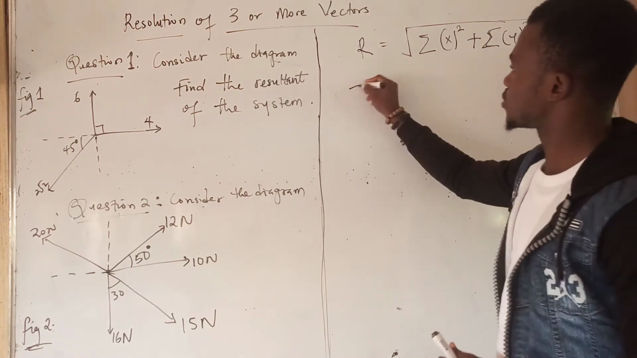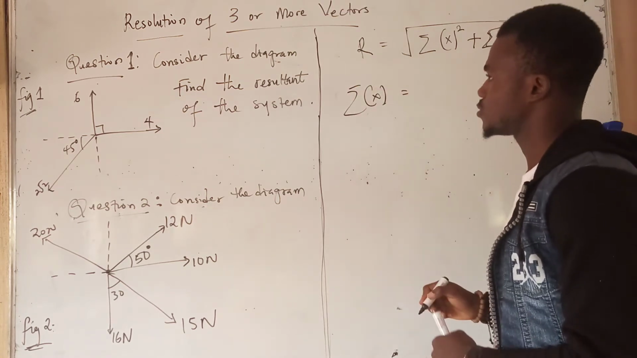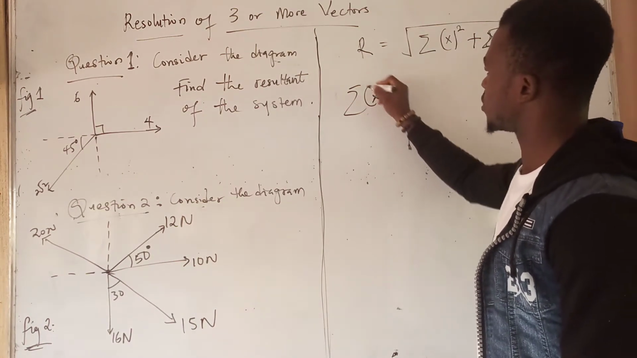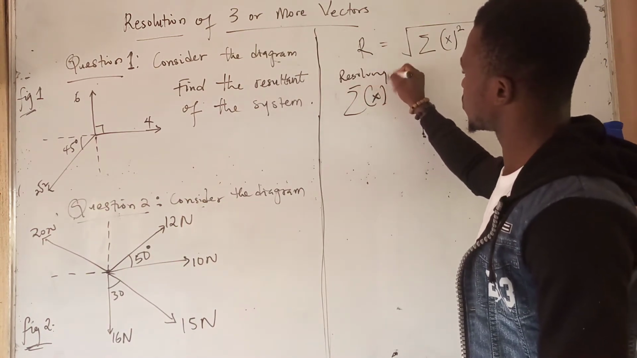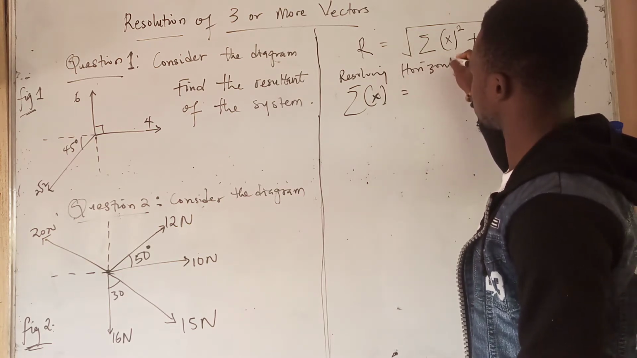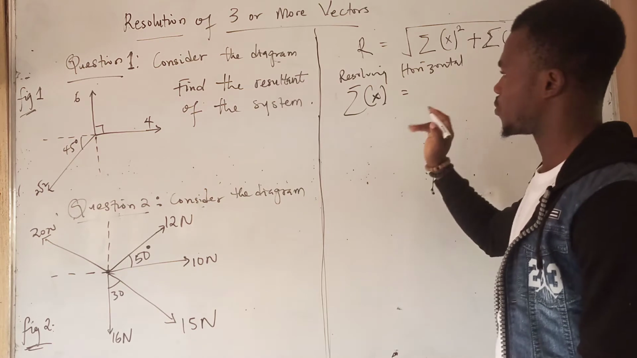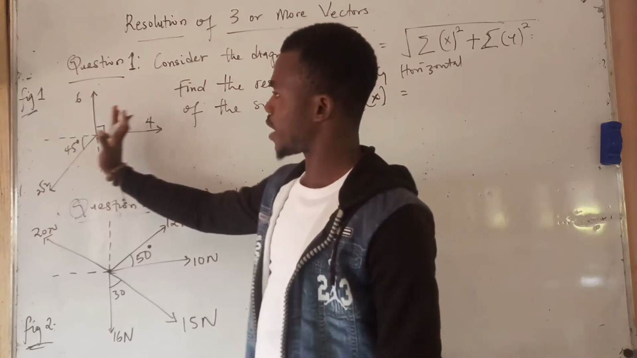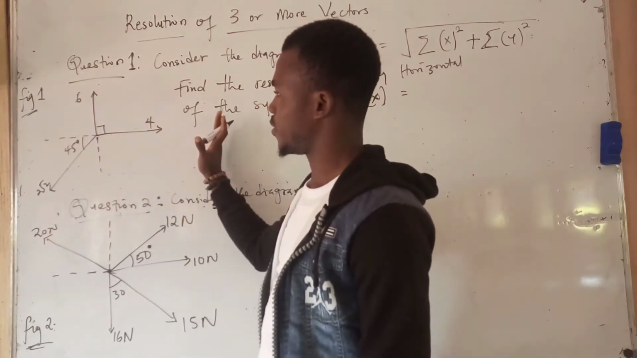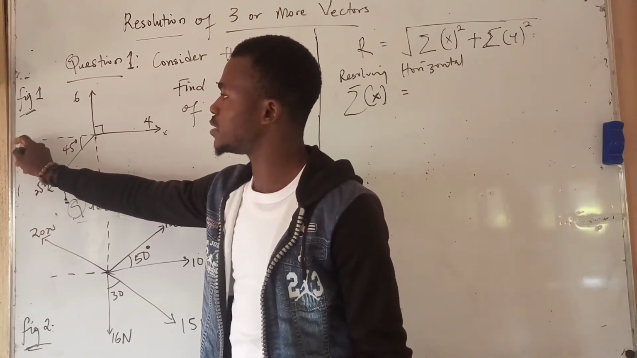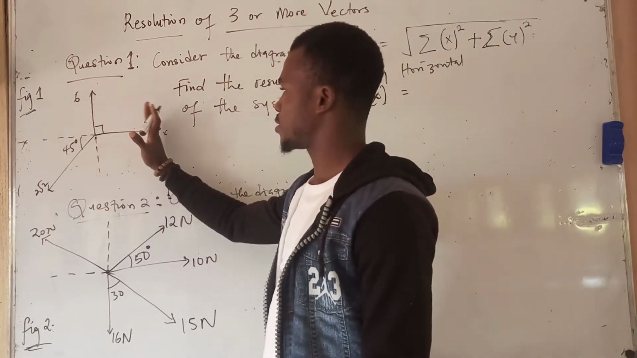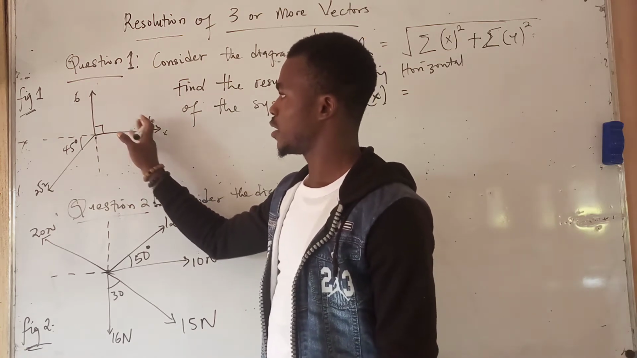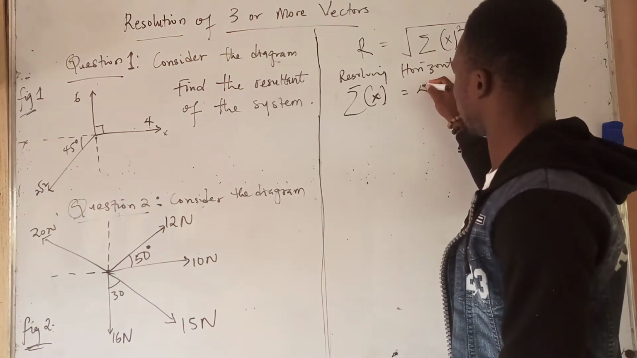Now we are going to find the sum of x, which is equal to, the sum of x means we are resolving for the horizontal component. So if we go back to the diagram, we see that we divide this diagram into two parts. One is for the positive x, and the other is for the negative x. So for the positive x, we have only one vector here, which is 4. Okay, so this will be 4.